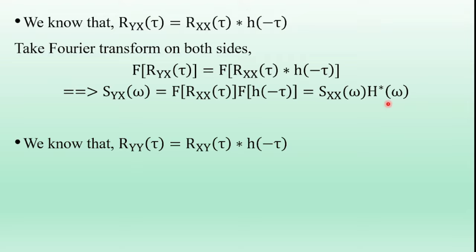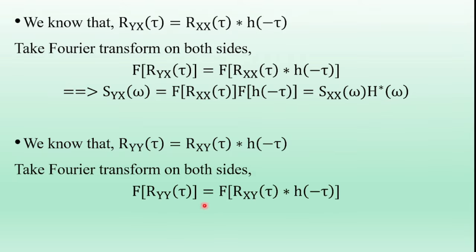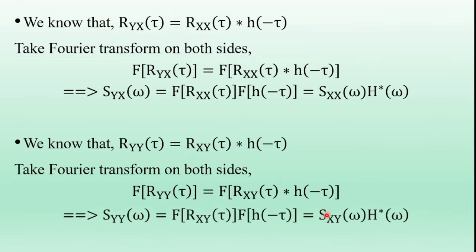Similarly, the autocorrelation function of the system response y of t, Ryy of tau, is equal to Rxy of tau convolution h of minus tau. So this is already discussed in my previous video. Please refer to that video. Here also taking Fourier transform on both sides. Fourier transform of LHS term is equal to Fourier transform of RHS term. So the Fourier transform of LHS term is Syy of omega. Using the time convolution theorem property, the Fourier transform of the RHS term is Sxy of omega into h conjugate of omega.